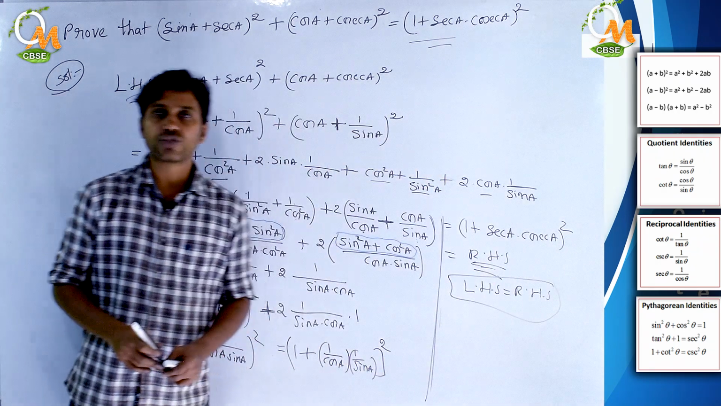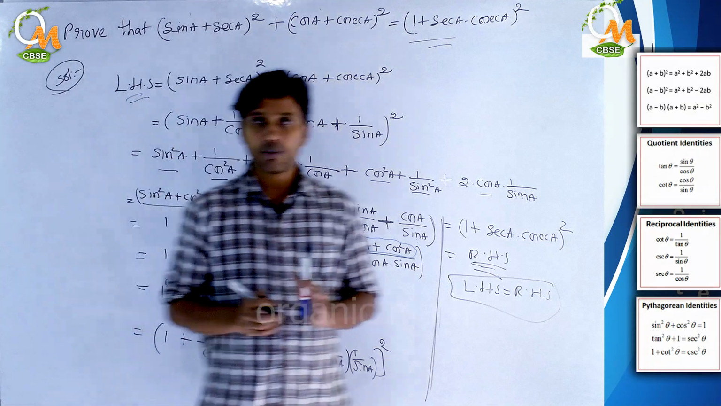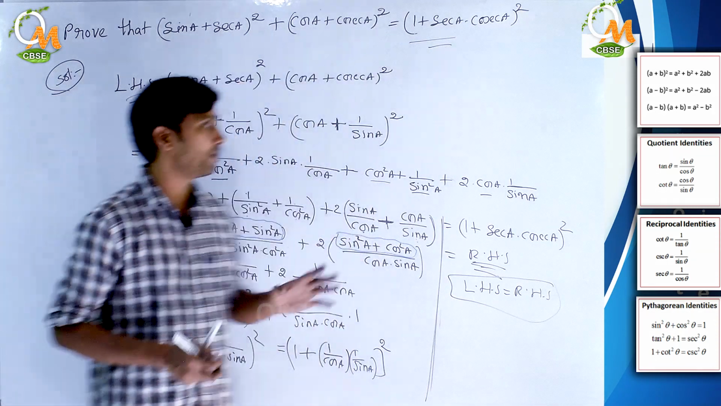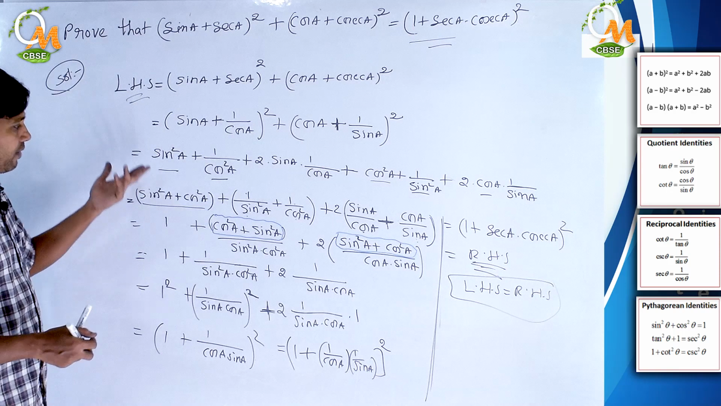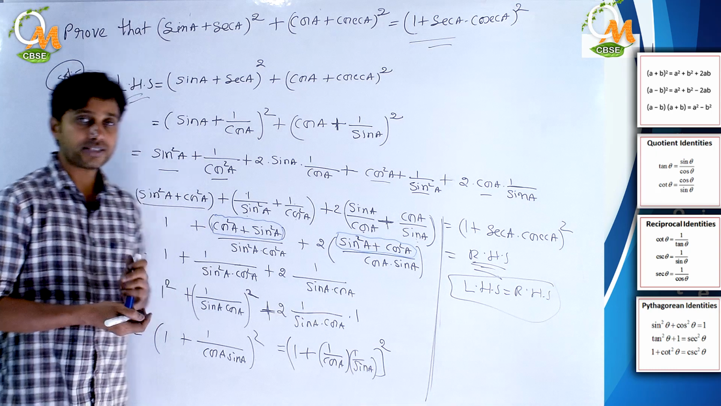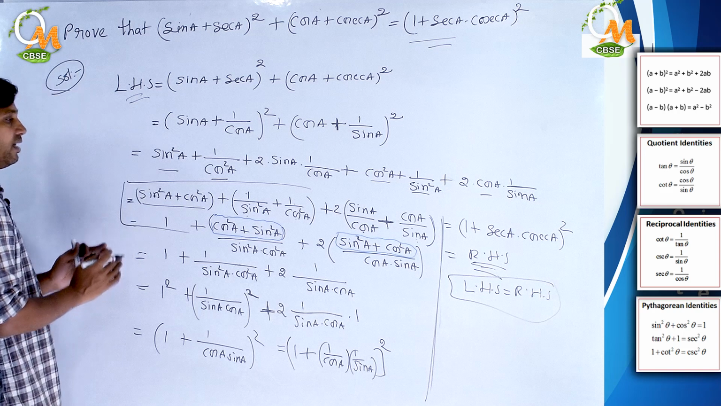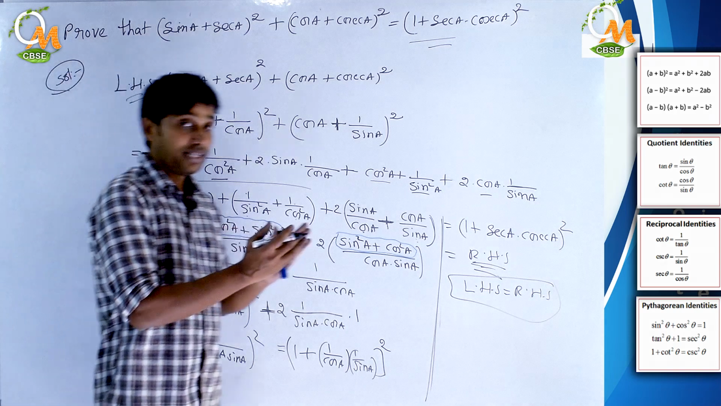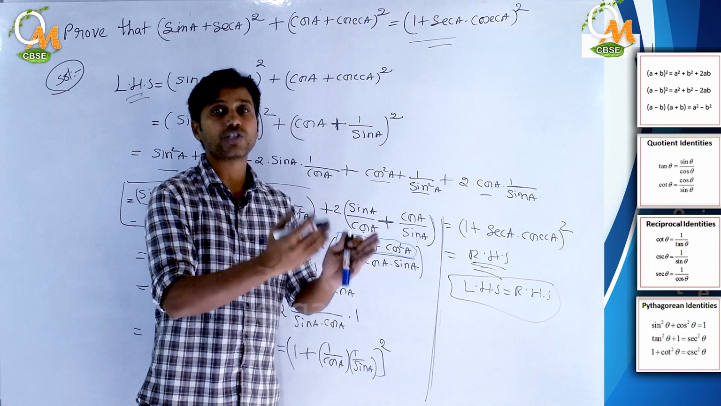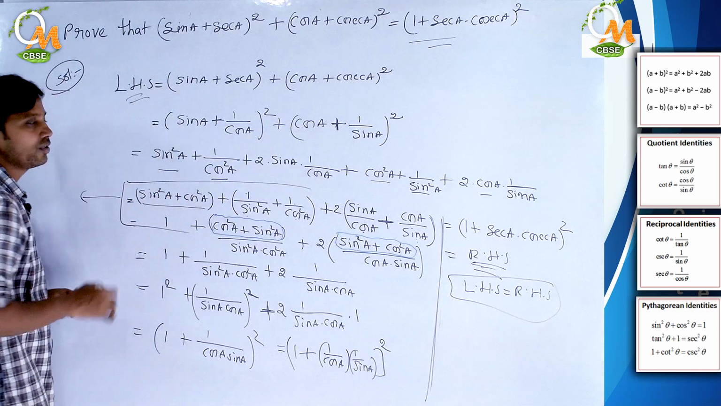Understood? Like this we can solve it. I hope you guys have understood this problem also, and like this only you need to solve all the problems. And what are the key points to solve these problems? Here we are just simplifying, and the key point is in this step: we have to rearrange all the terms in such a way that we obtain the trigonometric identity sin square A plus cos square A. This is the key point to this problem.